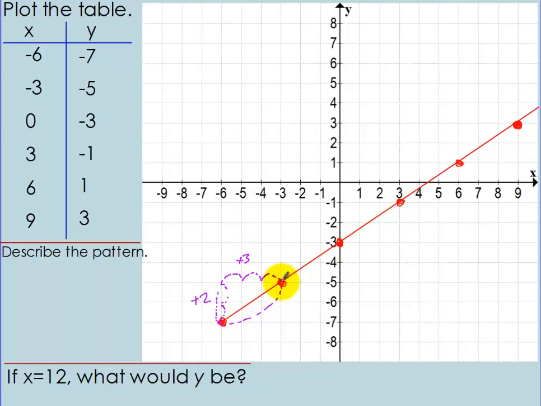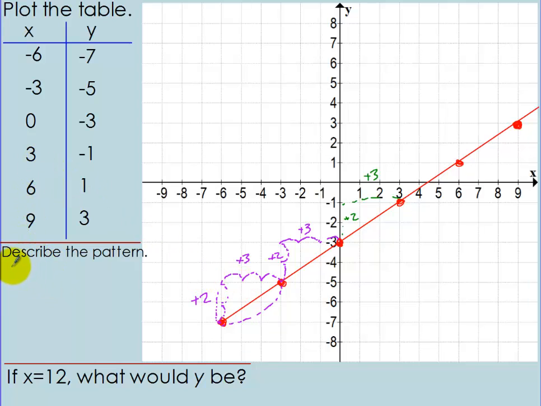The next one is going up plus 2, and it's going to the right plus 3. So we got another plus 2 and plus 3. And if you look at that pattern, going from the next point, it's going up plus 2 again, and it's going over plus 3. So there's a pattern going on here.